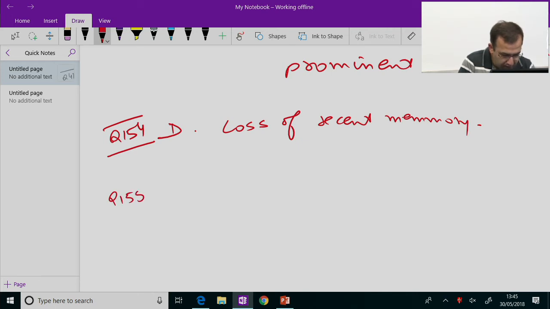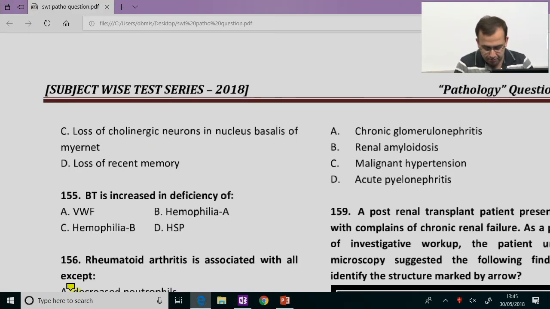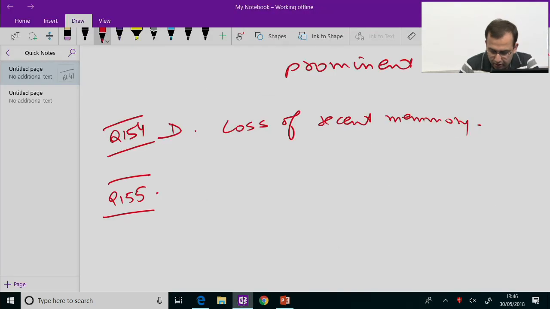Next, this gets us to question 155. BT, that is bleeding time, is increased in the deficiency of von Willebrand factor. Hemophilias A and B are associated with increased PTTK, but the bleeding time is not increased. It is increased in the deficiency of von Willebrand disease.